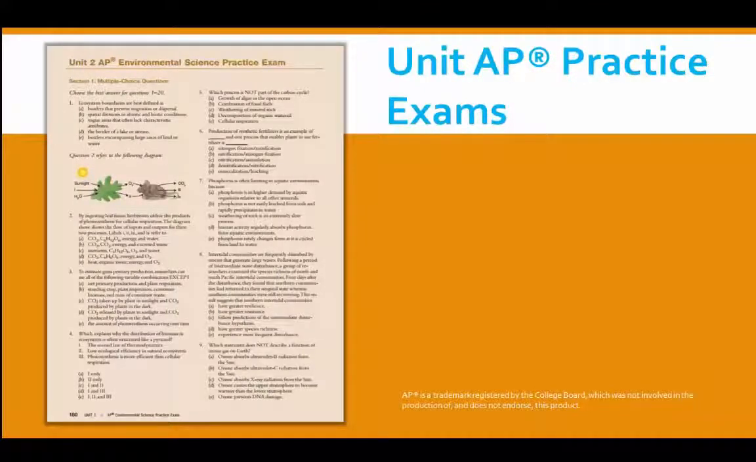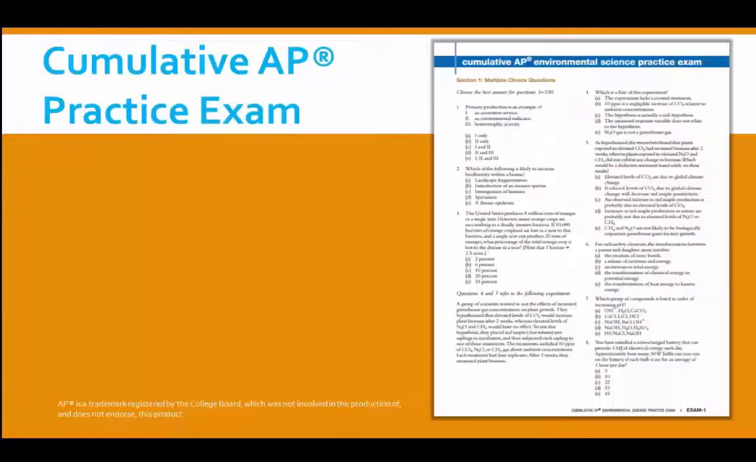At the end of each unit, students are provided with a longer practice exam. These unit exams help students review material across multiple chapters and to practice their test-taking skills. At the end of the text, students will find a cumulative exam with 100 multiple-choice questions and 4 free response questions. The exam matches the actual AP Environmental Science exam in length and scope and provides students with practice on taking the actual AP exam.